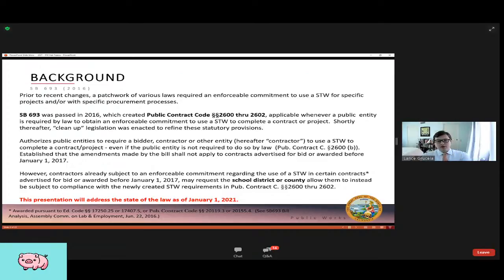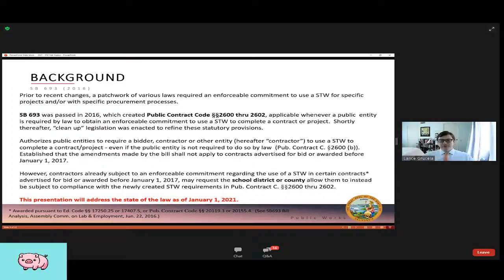And so it also, importantly, includes a section that allows an awarding body to use a skilled and trained workforce for any public works project, even if it's not required. So I always pause to point that out because there's often questions about whether or not it's necessary for certain projects. And just so you understand from the Labor Commissioner's Office perspective, we're not super concerned with that, because once the awarding body decides that they're going to require it, it doesn't matter whether or not it was in a particular statute. They're permitted to do that on any public works project. So that's not to say that it's required for all public works projects. That's certainly not the case.